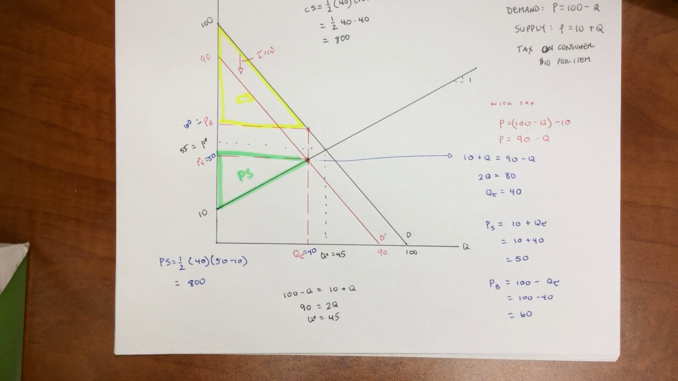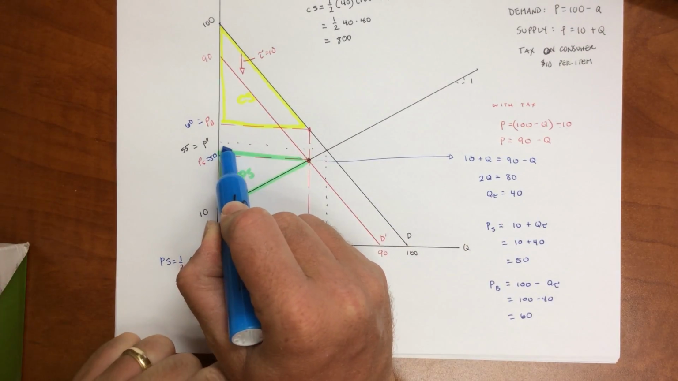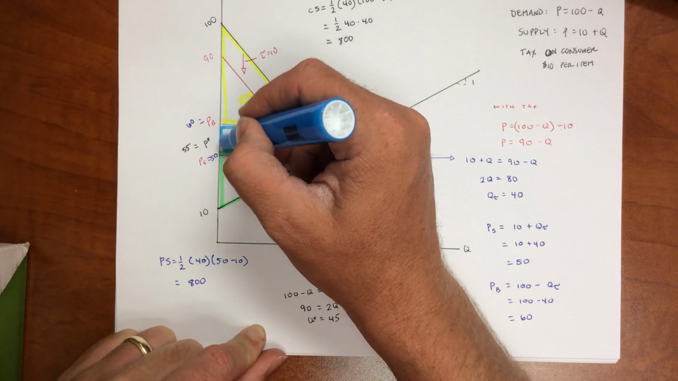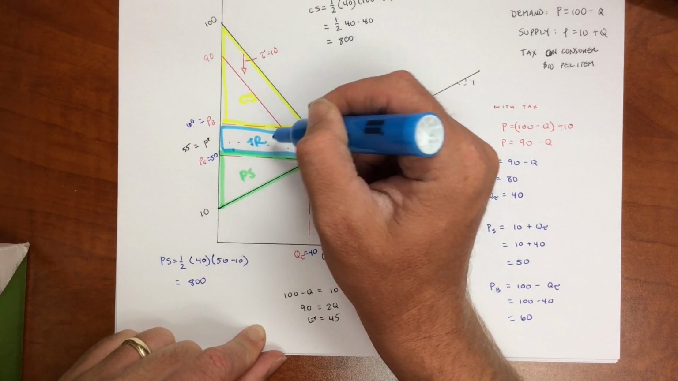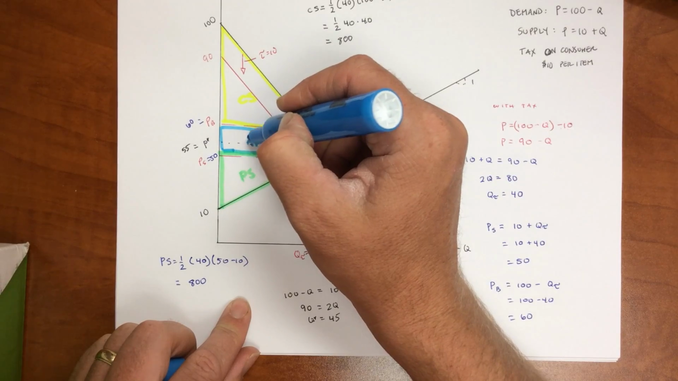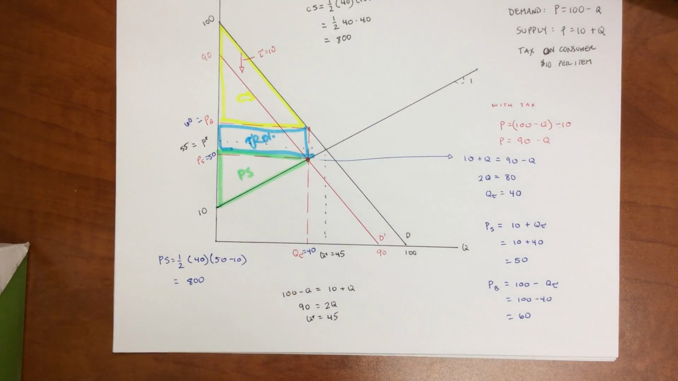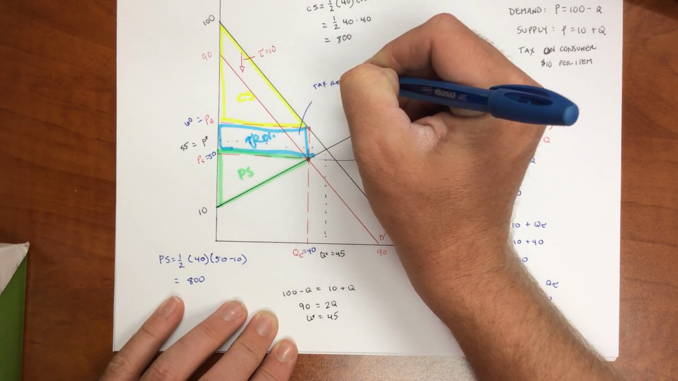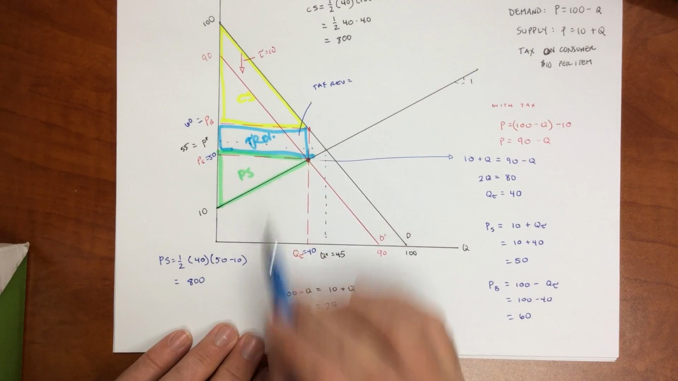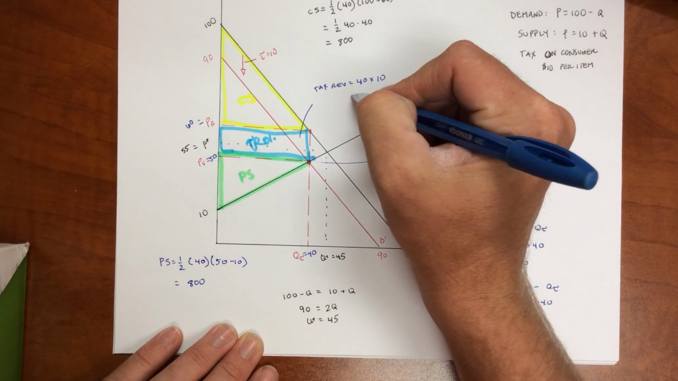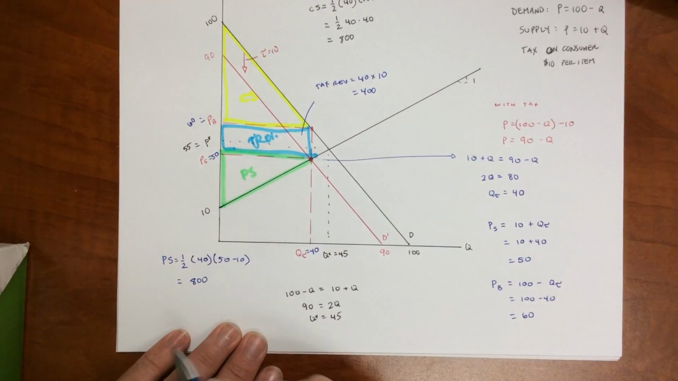Now let's find the tax revenue. The tax revenue is the number of units sold, which is Q tau, times the size of the tax. So that's not total revenue, but tax revenue, so we'll make it a little tau. And that tax revenue is equal to, it's a rectangle, so it's just base times height, 40 times the size of the tax, which is 10. So tax revenue is 400.